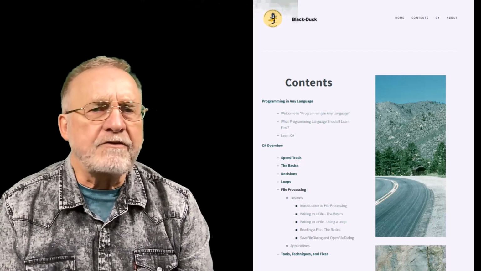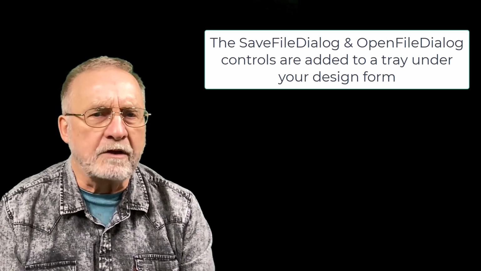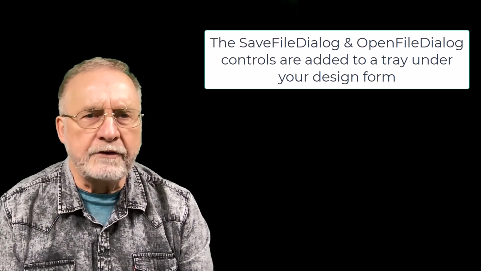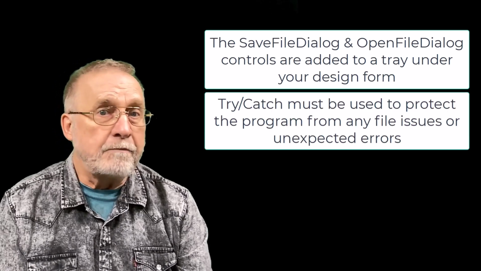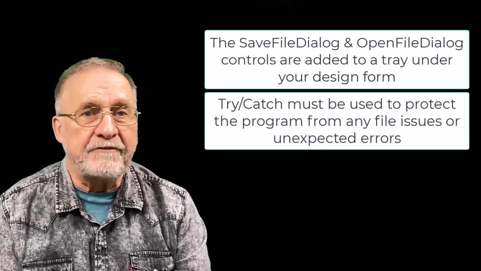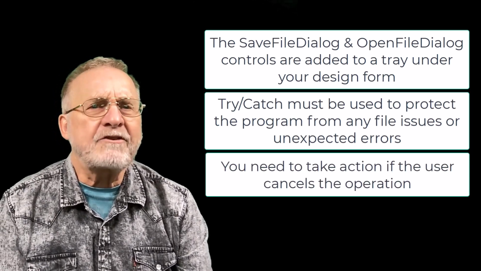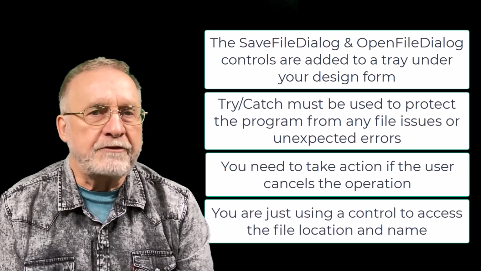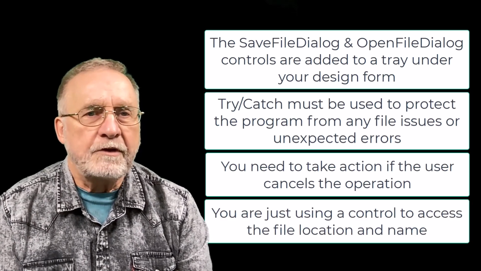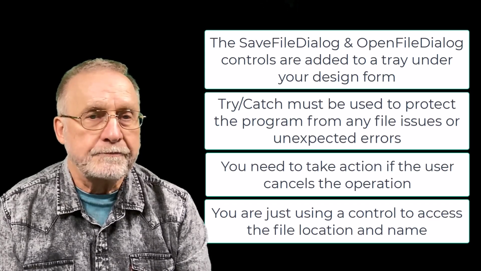What you need to take out of these videos is that the SaveFileDialog and OpenFileDialog controls are added to your tray under your design form. Try catch must be used to protect the program from any file issues or unexpected errors. You need to take action if the user cancels the operation. The process is simple. Processing doesn't change. You are just using a control to access the file location and name.